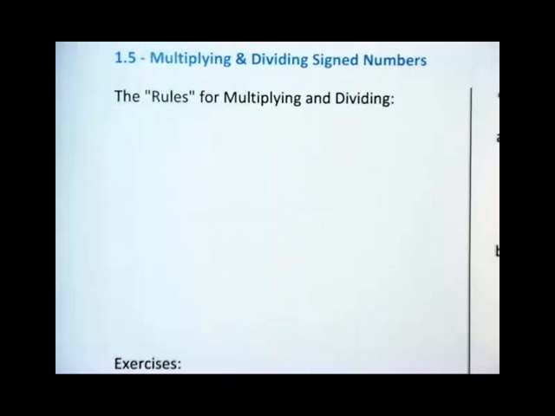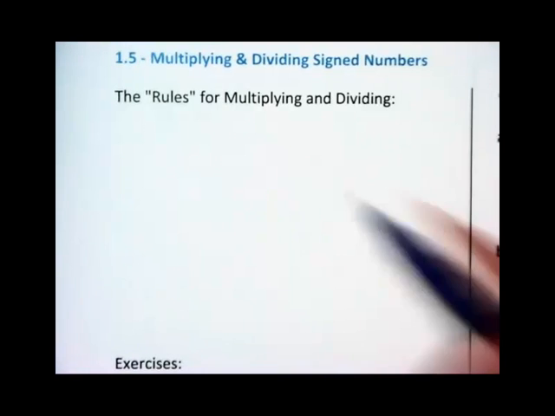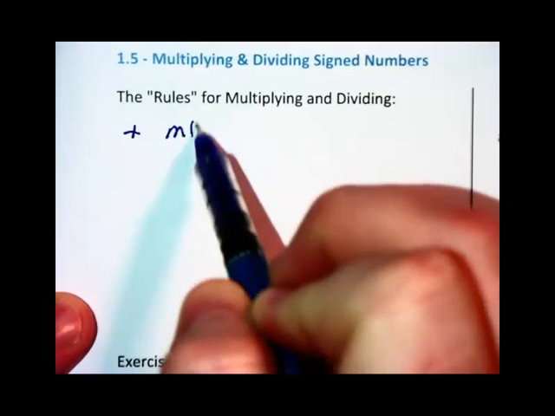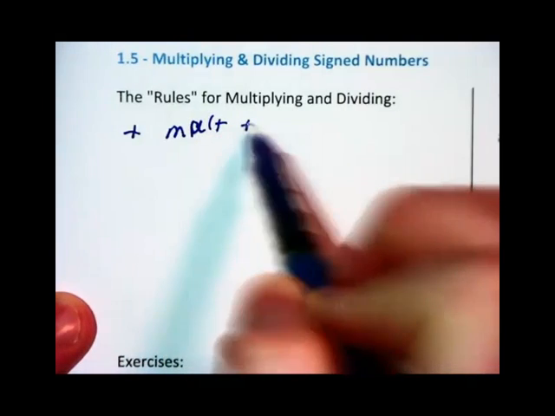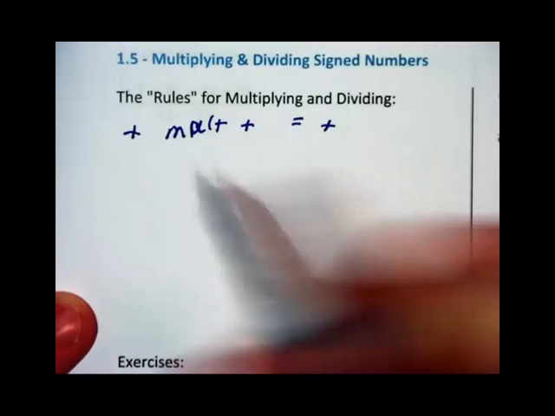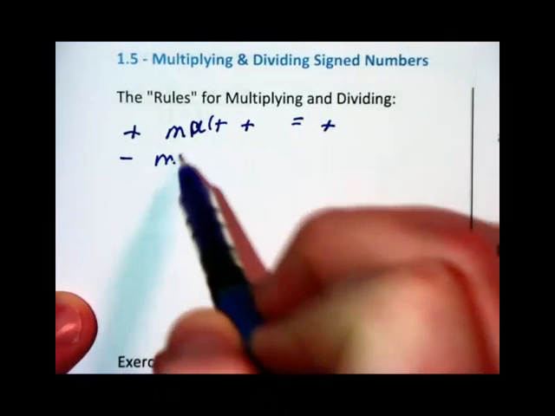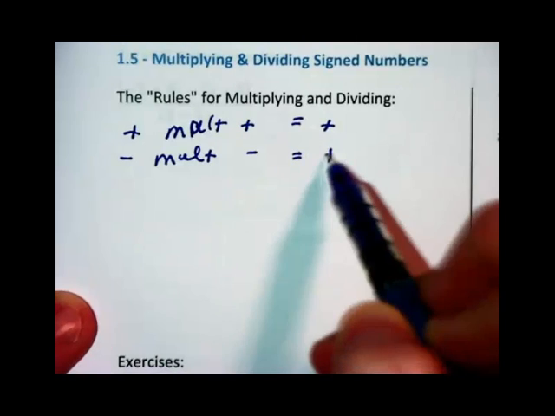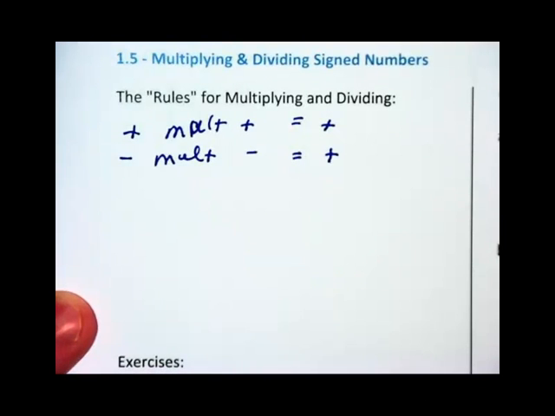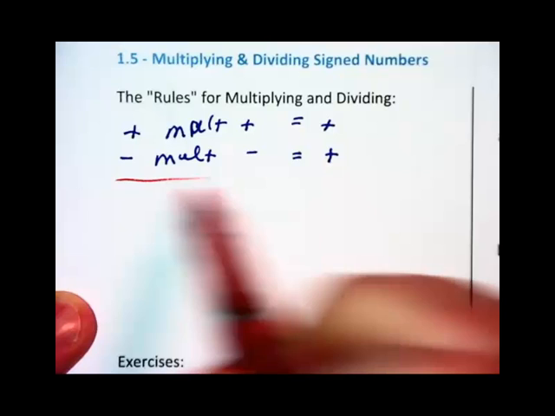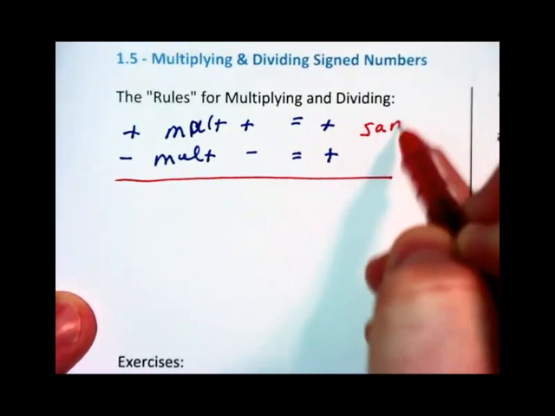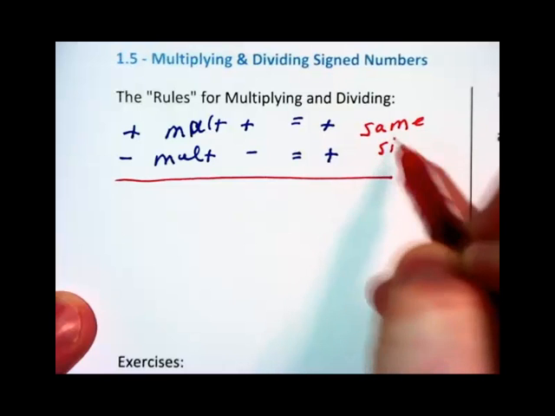Multiplying and dividing signed numbers is a whole lot easier than adding and subtracting. The rules are quite easy. If you have a positive multiplied by a positive, the result is a positive. And if you have a negative multiplied by a negative, the result is also positive. In other words, if the two things that you're multiplying together have the same sign, then the product is positive.